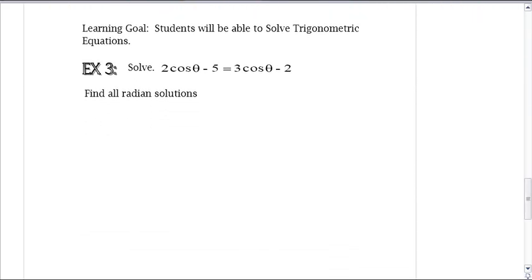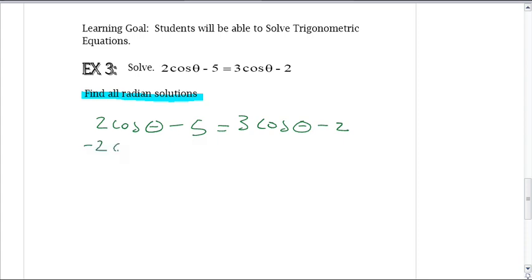Okay, example 3, the final one that we're going to look at in this video. It says find all the radian solutions. Okay, no worries. Hopefully you're having fun. It's a nice little topic, and like I said, it uses all the information we learned before this video, which is kind of nice. Okay, first thing I'm going to do is try to get cosine together.